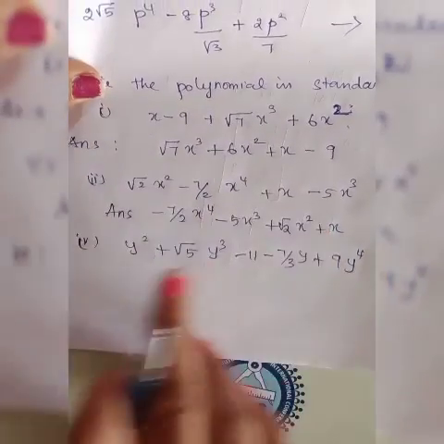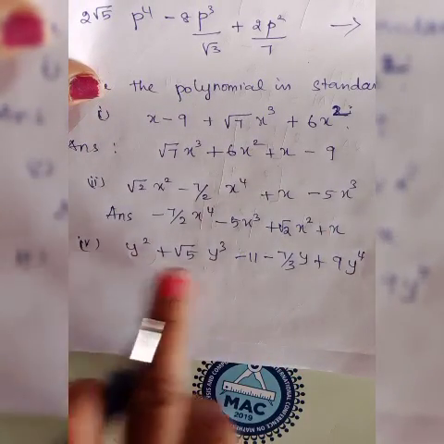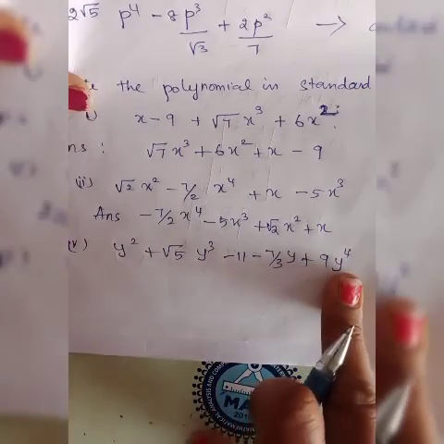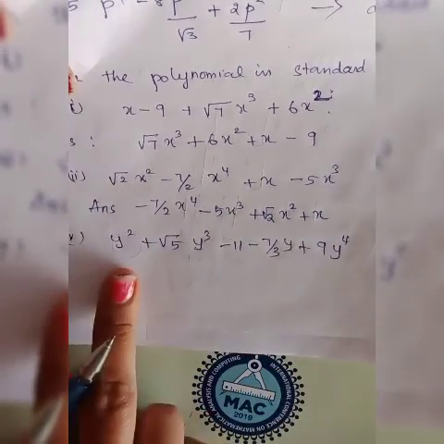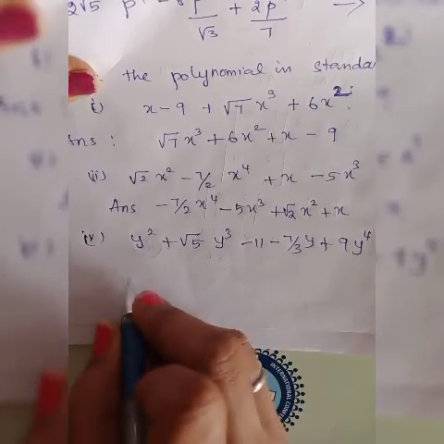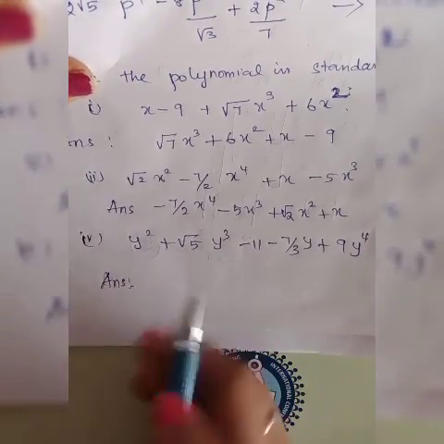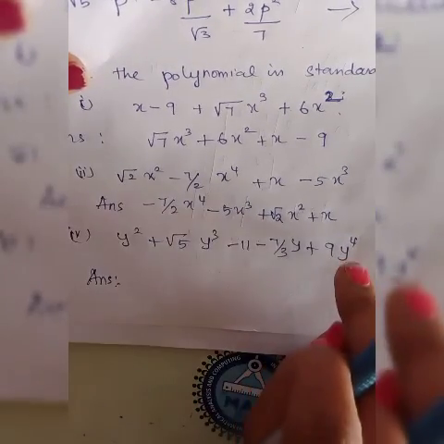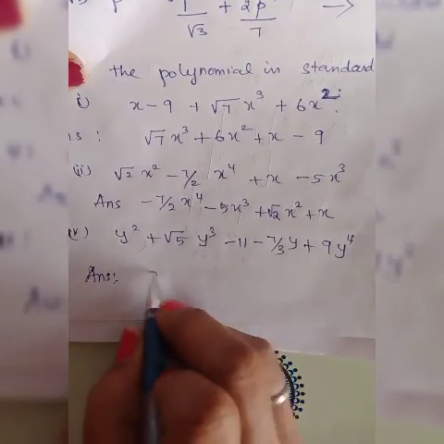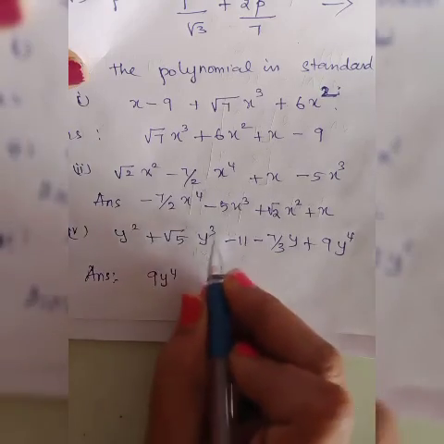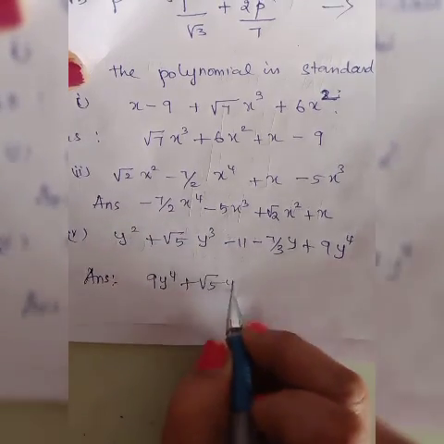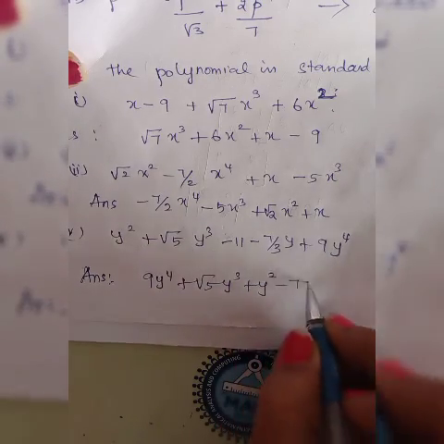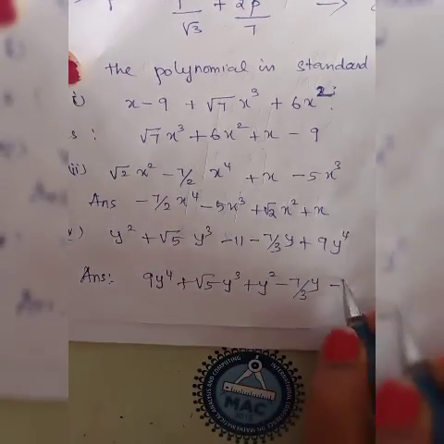And finally we have y square, y cube, a constant term, and a y power 4 term. So we should write the y power 4 term first. That is the answer, we are writing the polynomial in standard form. So we write the highest power first, then the cube term, then the square term, the y term, and finally the constant term.